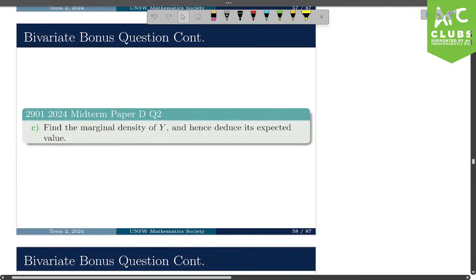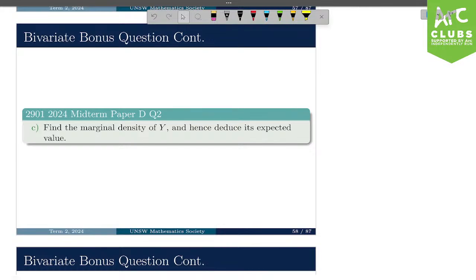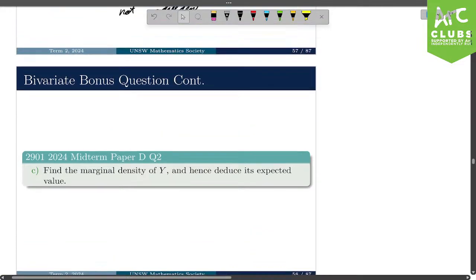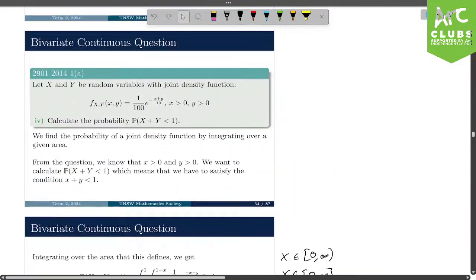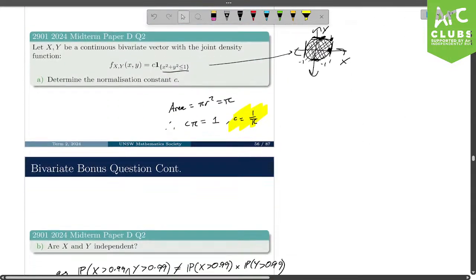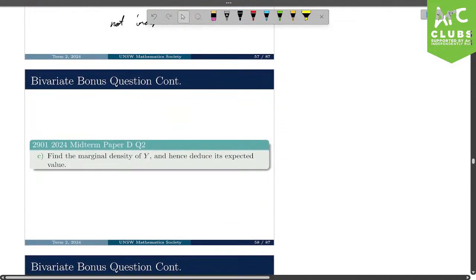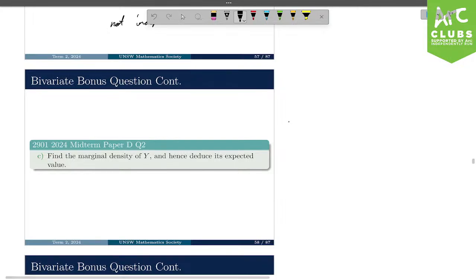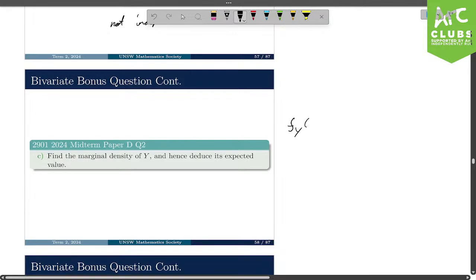So, next up, marginal density of y, and hence its expected value. Now this is where it starts getting a little goofy, because we look at our thing and think, okay, what am I meant to do in this kind of scenario? The same thing we've always done. So, marginal density of y, we say fy of y is going to be equal to the integral, mind you, we use sx here, of f of x, y, dx.